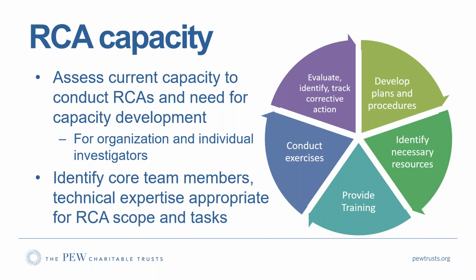So I just want to talk a little bit more about capacity building. Assessing the capacity to conduct root cause analyses is a really important first step, and assessing what the needs are for capacity development. You have to look at the capacity of the organization as a whole to conduct root cause analyses, what resources you have available, what you might need to contract out, and what training programs might be needed, and how existing procedures are actually performing within the organization. And that's what this chart is. It's the stages of capacity development, and it's an iterative process that's meant to be repeated so that you can identify weaknesses and build capacity.